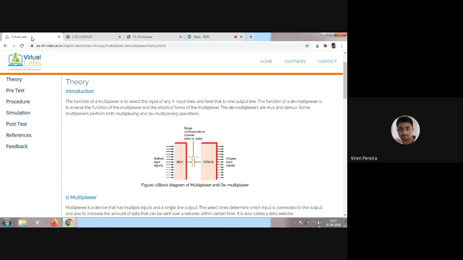We finished our practicals within 30 minutes. It's so easy actually on this. It becomes difficult when you do it on the breadboard, because on the breadboard you really have to do the connections. You have to put the connections. This becomes very easy.